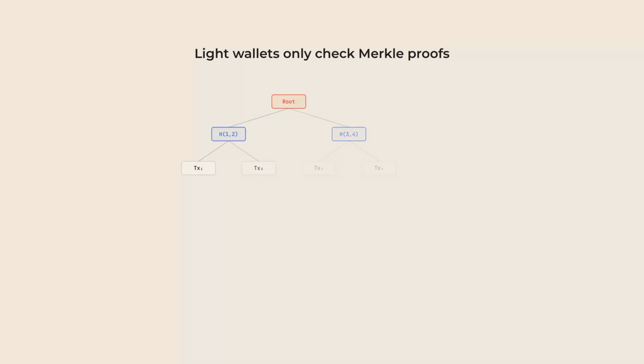Why does this matter? Because light wallets, also called SPV wallets, don't download every block. They only grab block headers and ask full nodes for Merkle proofs. If the proof hashes to the root in the header, they trust it. They never see the full tree.